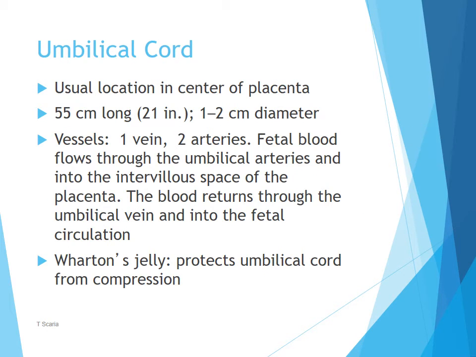Now let us talk about the umbilical cord. The usual location is in the center of the placenta and it is 57 centimeters long and 1 to 2 centimeters in diameter. The umbilical cord has three vessels, one vein and two arteries. The fetal blood flows through the umbilical arteries and into the intervillous space of the placenta, and the blood returns through the umbilical vein and into the fetal circulation.